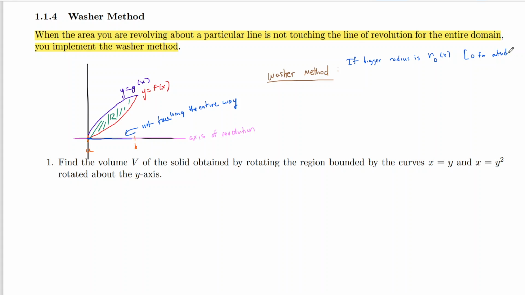You can use really whatever you want. Some people just use r1 and r2, but I like o and i. And the smaller radius, that's how you spell radius, is ri of x. So i for inside, just meaning the closer one to your axis of revolution.